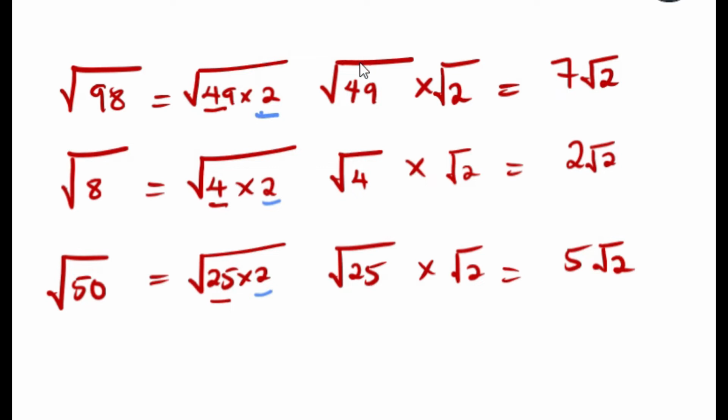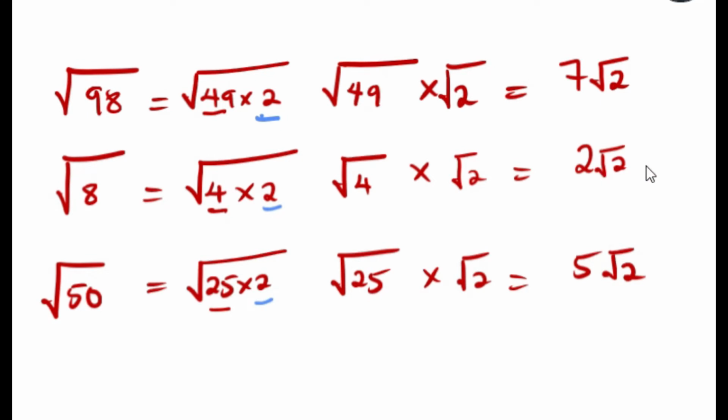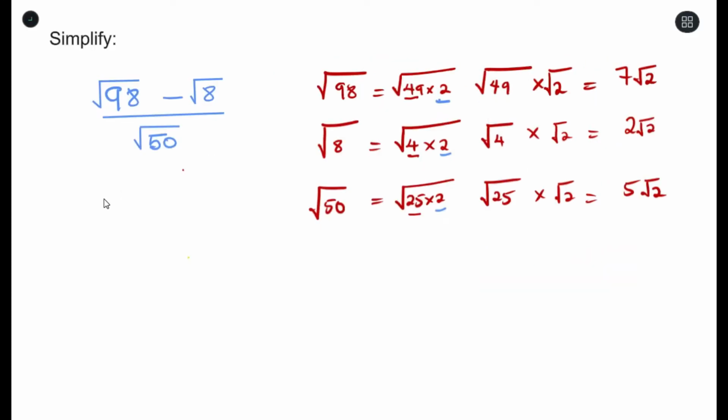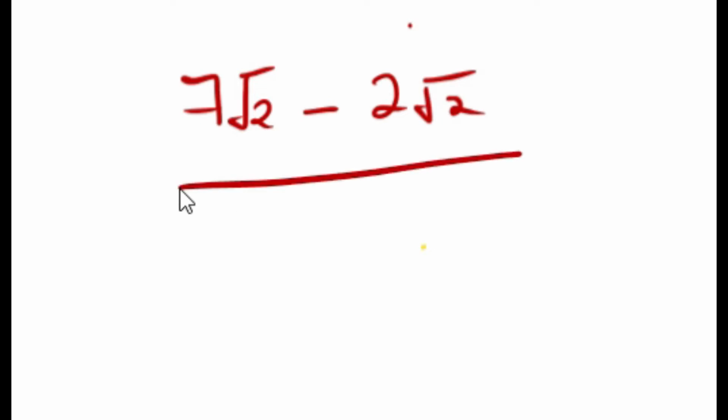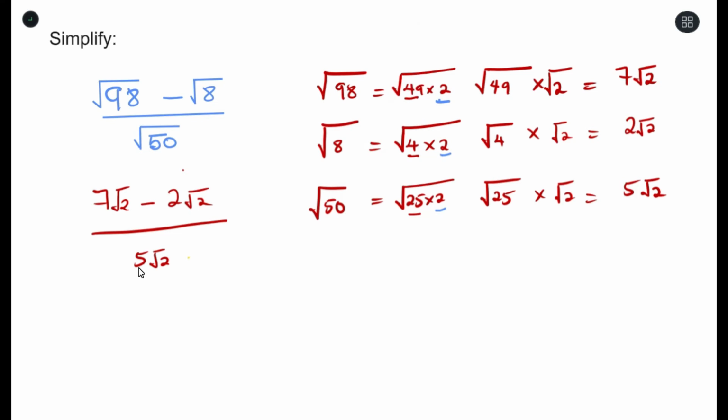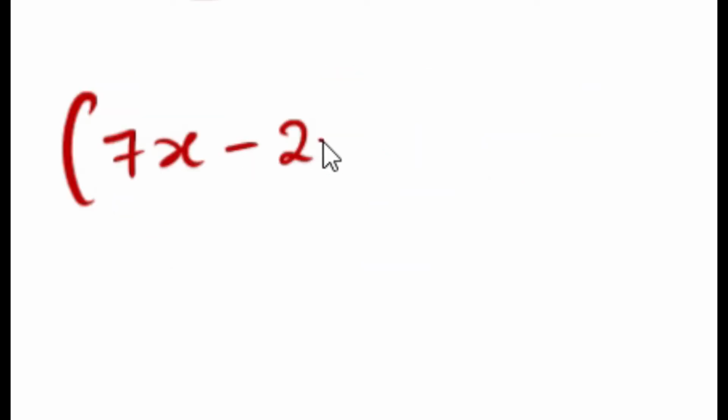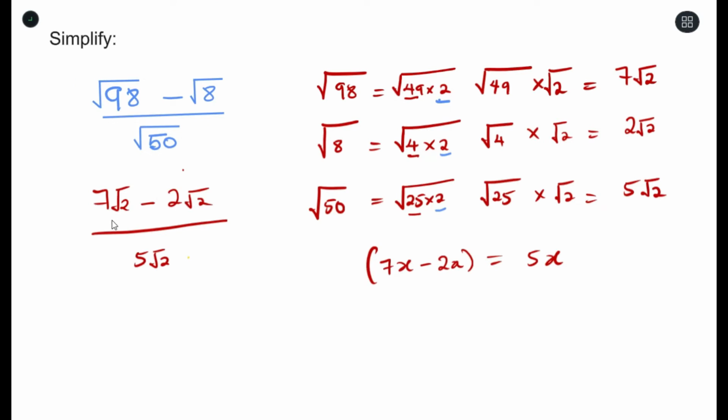Then next, we just had to break them, so we can rewrite it as root 49 times root 2, root 4 times root 2, root 25 times root 2, and the simplification is what we have: 7 root 2, 2 root 2, and 5 root 2. We can rewrite our answers here to have 7 root 2 minus 2 root 2 over 5 root 2. Now you need to take root 2 like x. If you have a question that says 7x minus 2x, you would say the answer is 5x. And that's the exact same thing you're going to do in this particular question.